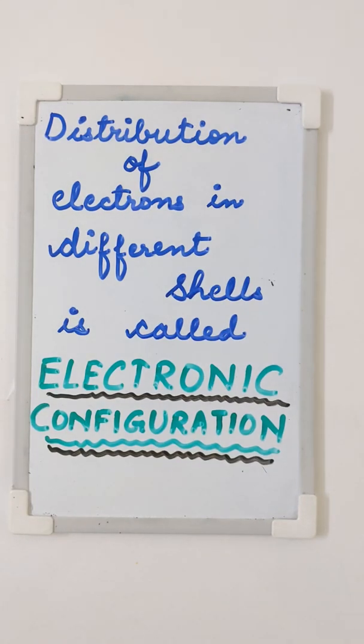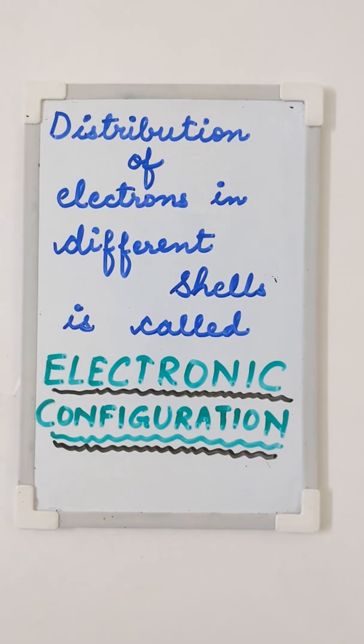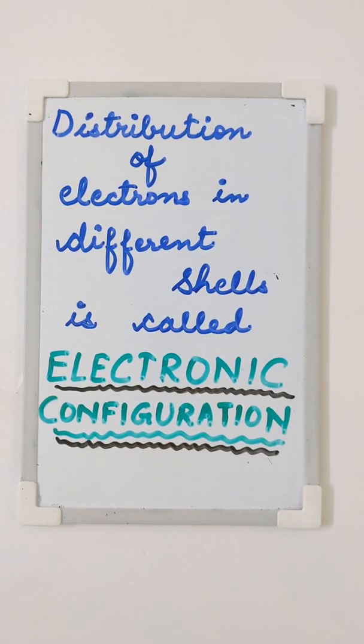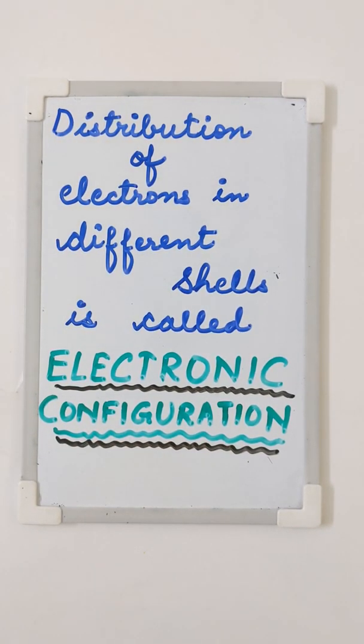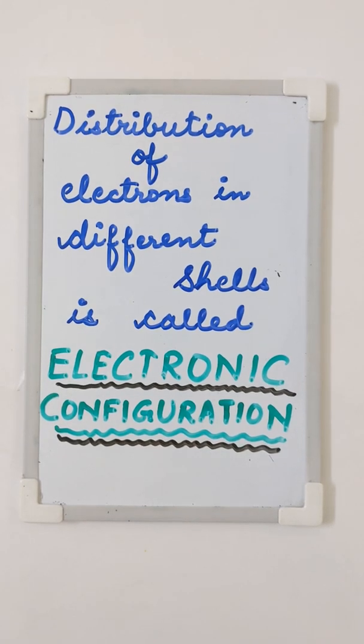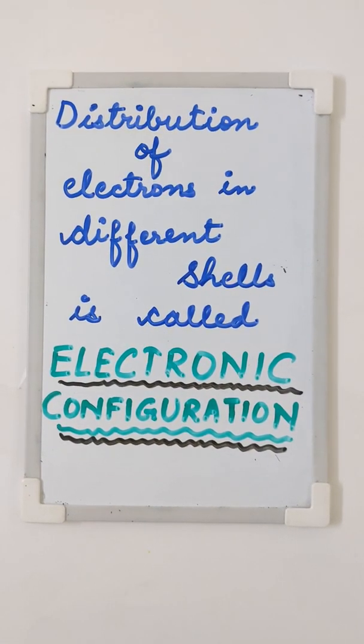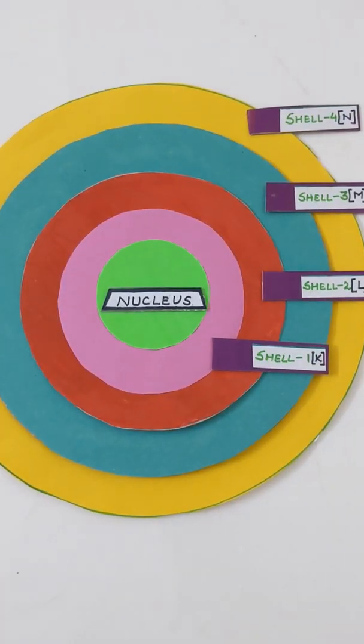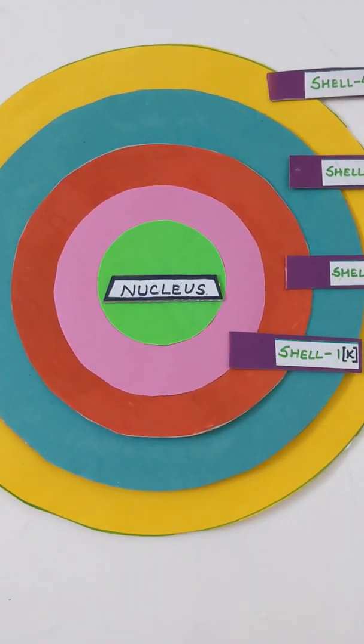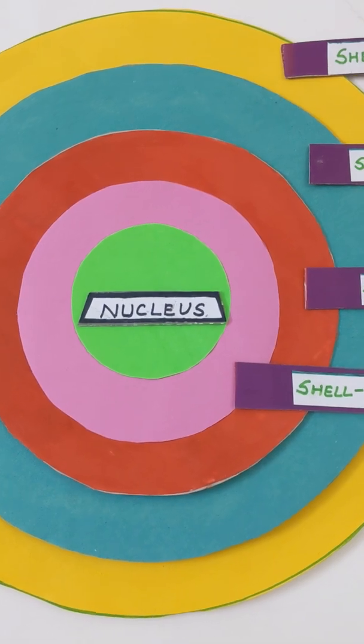Hello everyone, let us today discuss what is meant by electronic configuration and what are the different rules for writing the electronic configuration. So the distribution of electrons in different shells of an atom is known as electronic configuration. Now what you see in front of you are the different shells of an atom. In the center we have the nucleus.